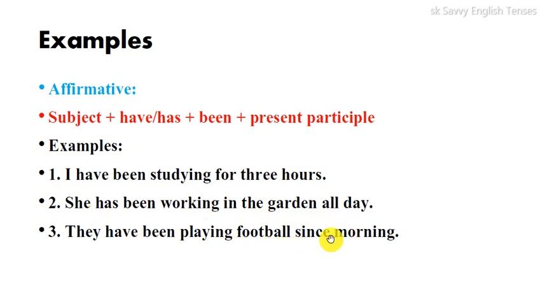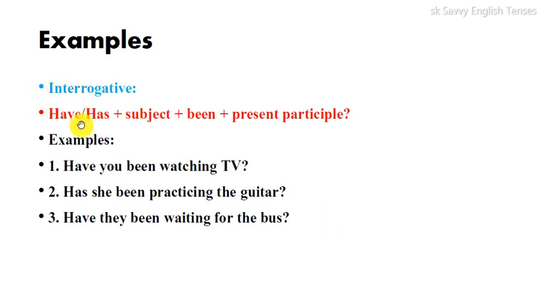Okay, how to make interrogative sentences in the present perfect progressive tense. As you know, the formula is have or has plus subject plus been plus present participle and the sign of interrogation. For example, have you been watching TV? Has she been practicing the guitar? Have they been waiting for the bus? So this is how interrogative sentences are formed in the present perfect progressive tense.